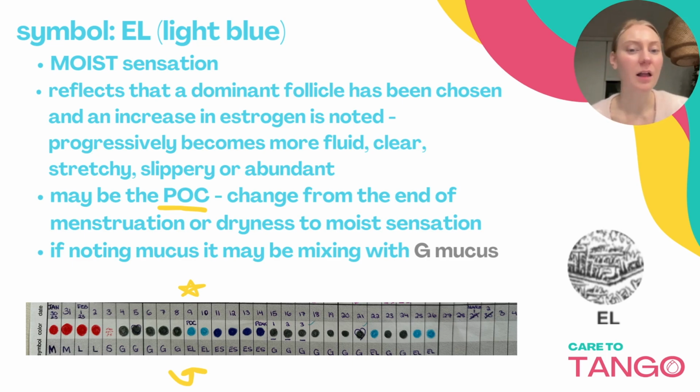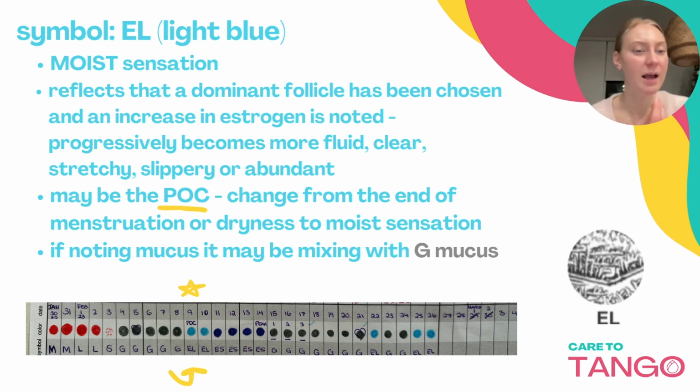So our EL is light blue. This is a moist sensation, and this reflects that the dominant follicle has been chosen and an increase in estrogen is noted. This progressively becomes more fluid, clear, stretchy, slippery, and abundant as we move into our ES mucus days. And then this also may be the point of change that you're seeing from the end of menstruation or those dry G days. So remember that EL represents a moist sensation.